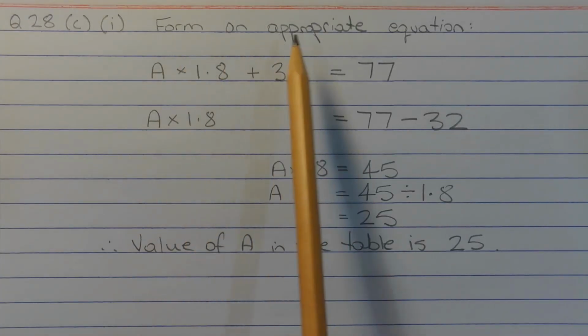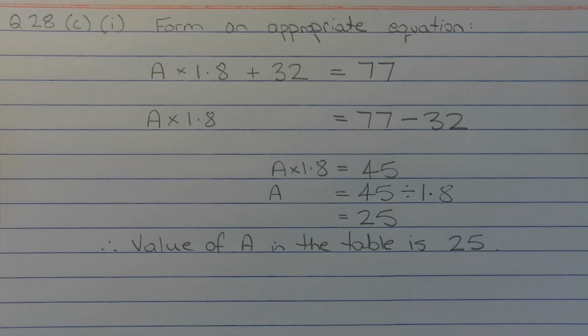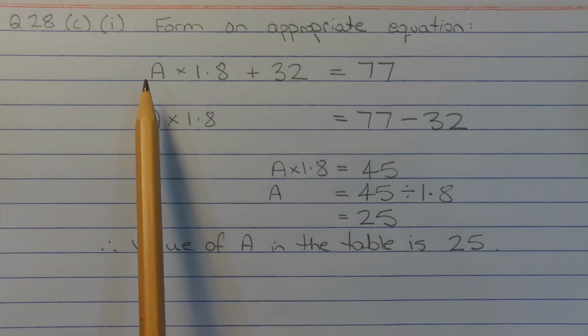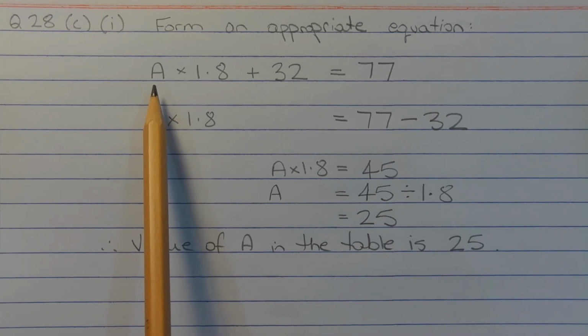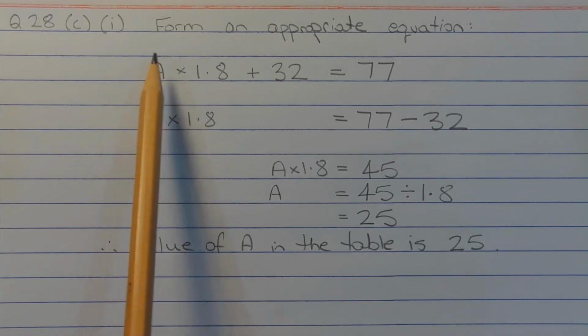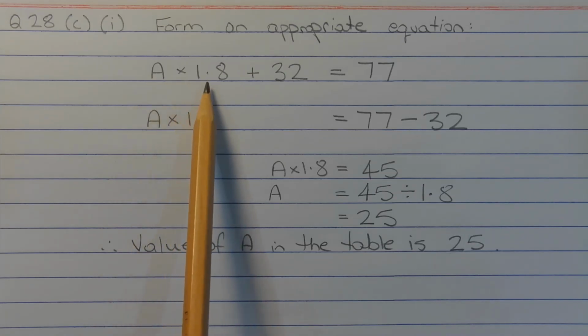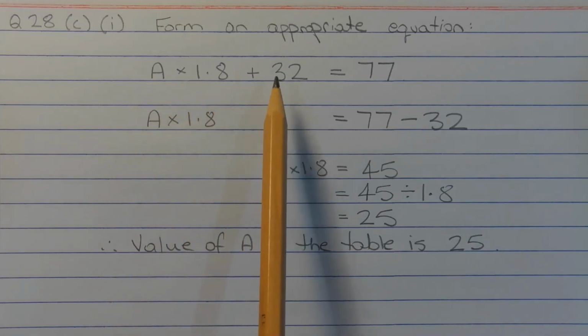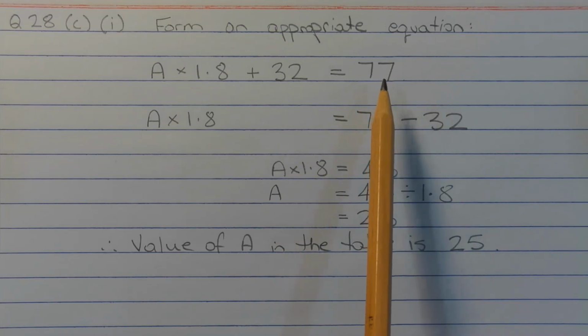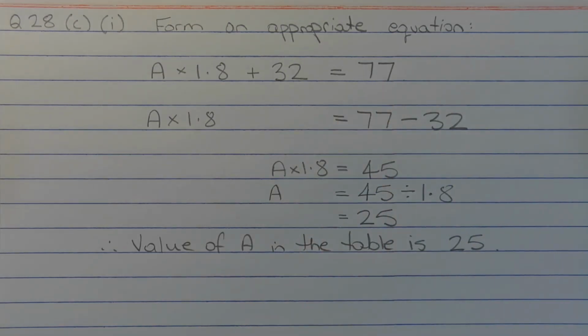We can form an appropriate equation involving A from the table and then solve the equation to find A using either the backtracking or the balancing method. So starting with A, which represents the temperature in Celsius, the rule to convert Celsius to Fahrenheit is to take the temperature in Celsius, multiply it by 1.8, then add 32, and the result is 77 in this case.